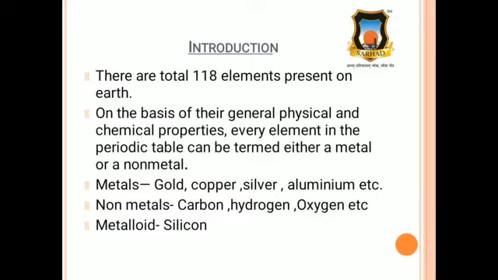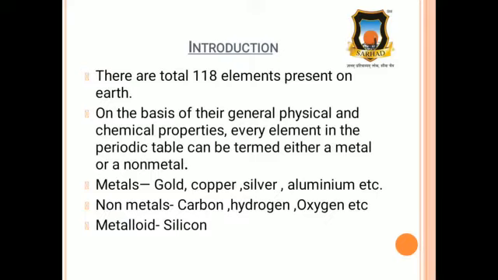So out of these 118 elements, some are metals, some are non-metals, and a third category is also here which you need to understand in standard 10th. It is the metalloids. Metalloids can be termed as semi-metals also, because metalloids have properties intermediate in between. Means they have some of the properties of metals and some of the properties of non-metals. That's why we call them semi-metals.